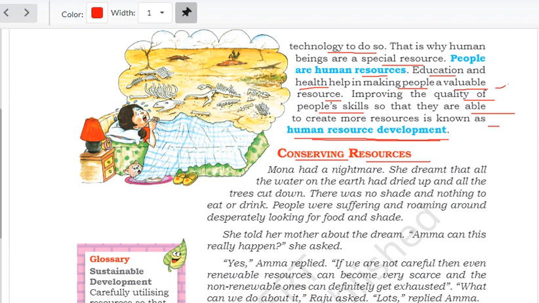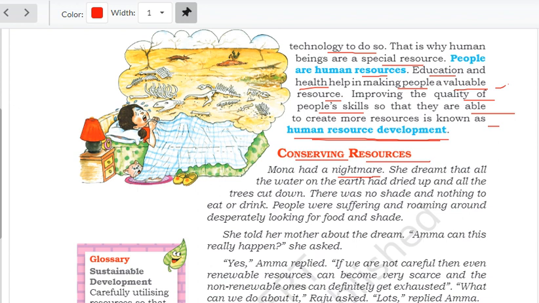Mona had a nightmare. She dreamt at night that all the water on the earth had dried up and all the trees had been cut down.